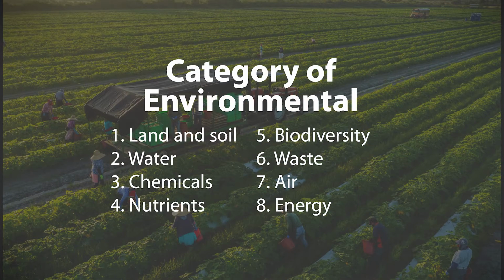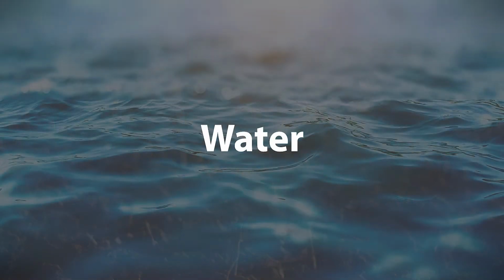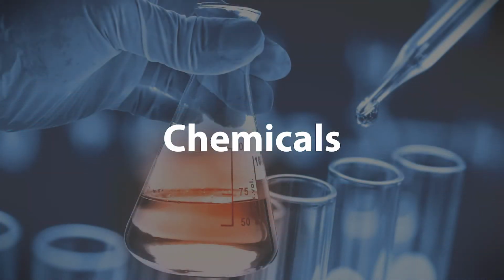Categories of environmental hazards. There are 8 categories of environmental hazards. These include: number 1, land and soil. Examples are soil erosion, poor soil structure, salinity, soil acidity and alkalinity, and sodicity. Number 2, water. Hazards may be caused by the depletion of water or poor water quality. Number 3, chemicals, as a result of the improper use of agrochemicals.